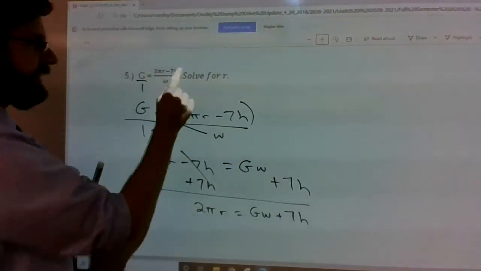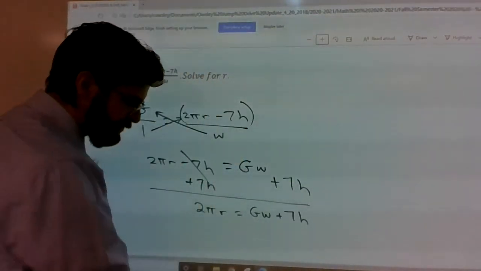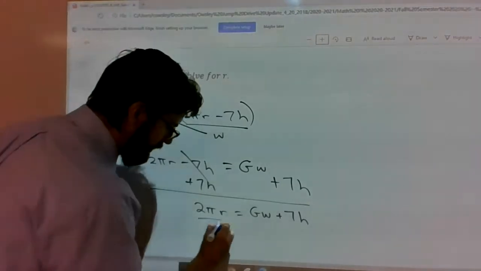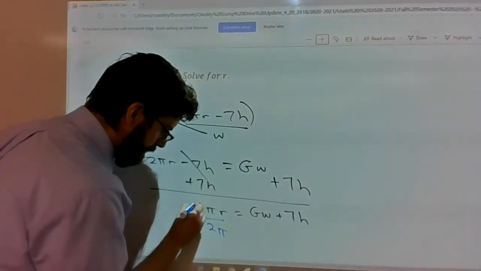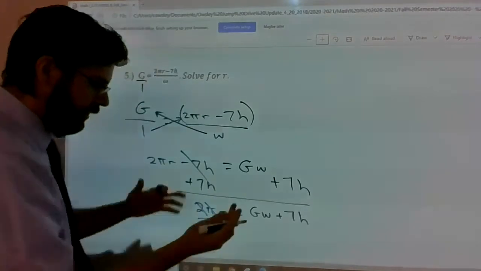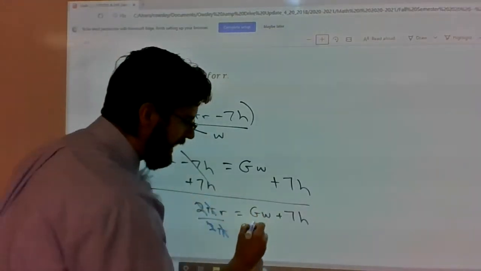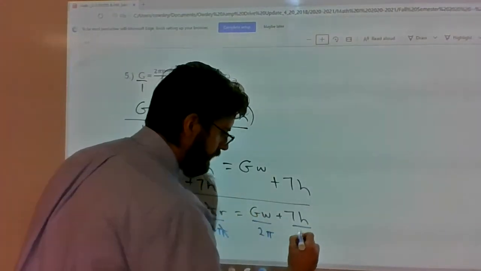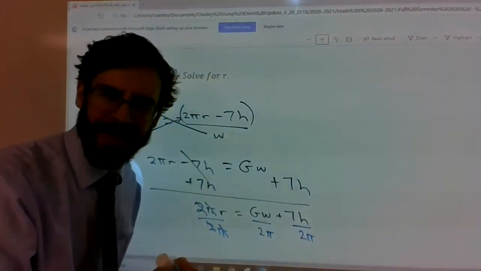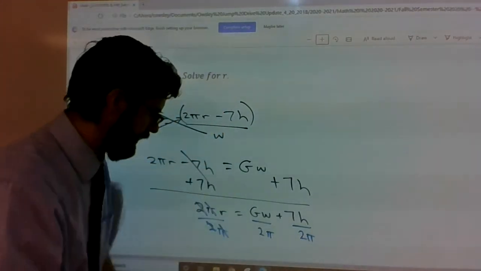We're trying to get r by itself. It's being multiplied by 2 pi. Divide by the 2 pi. R is by itself, but you have to divide everybody by 2 pi. Sorry, I said multiply, I meant divide. Divide everybody by 2 pi.